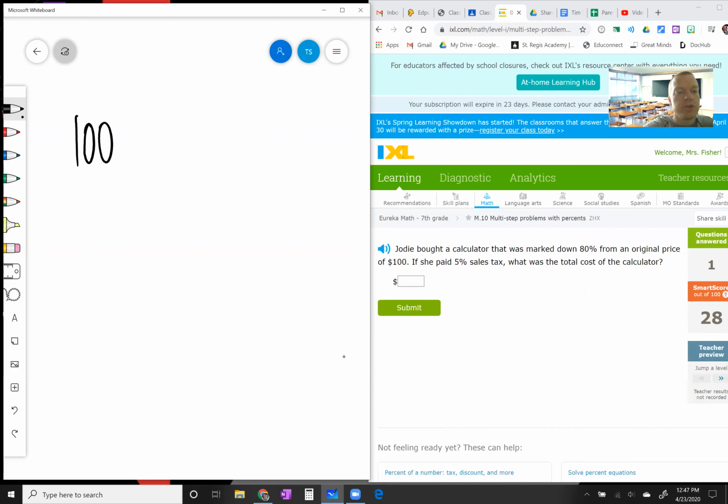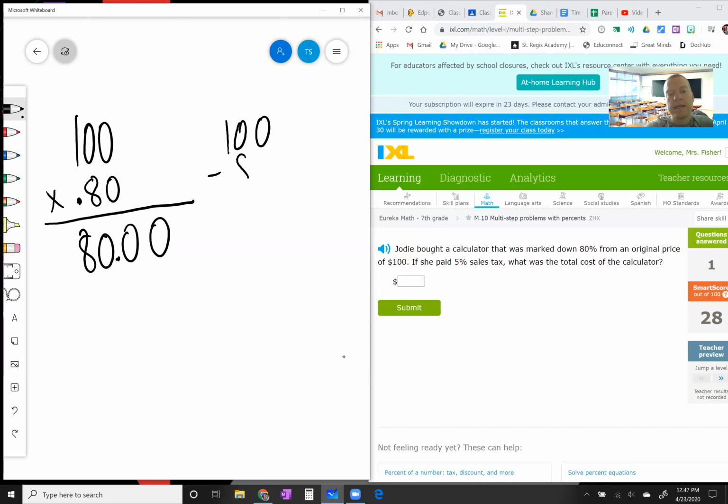So if I do 100 times, we're going to do this, 100 times 0.80, so 80%, okay? 8 times 1 is 8, add on my three zeros, two decimal points. Okay, so that's how much money was taken off. So $100 minus $80, she paid $20 for the calculator so far, okay? But then she also had to pay sales tax. So she paid 5% sales tax. So she spent $20, but she has to pay 5% sales tax.